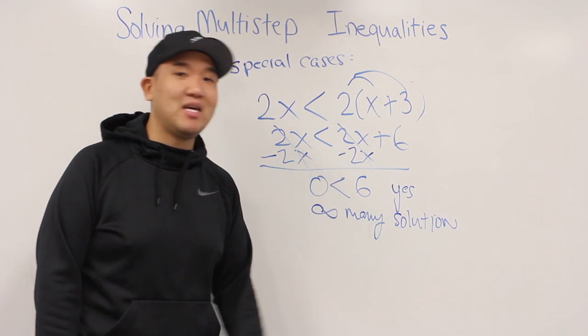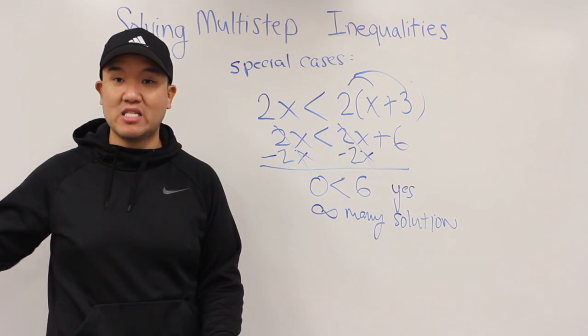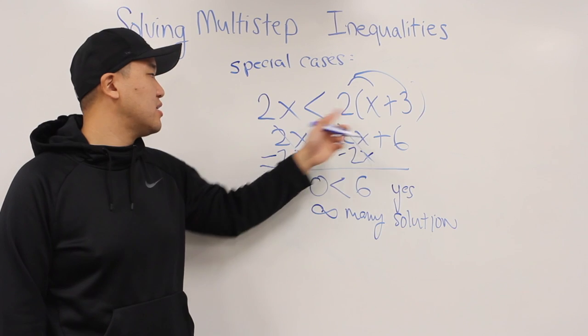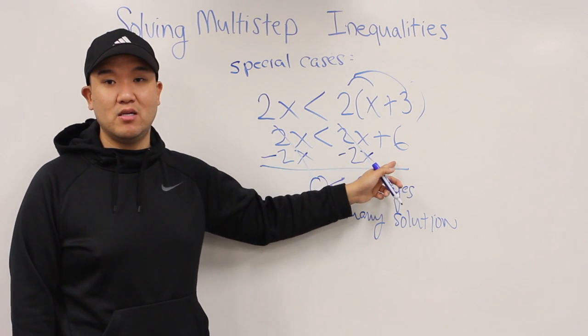That means you can pick any value from negative infinity to positive infinity, all real values for x, and it'll always be true. Why? Because we're technically adding 6 here.